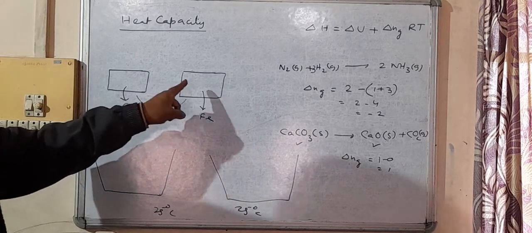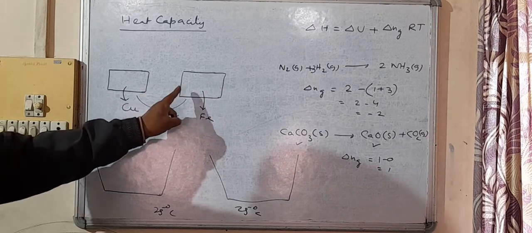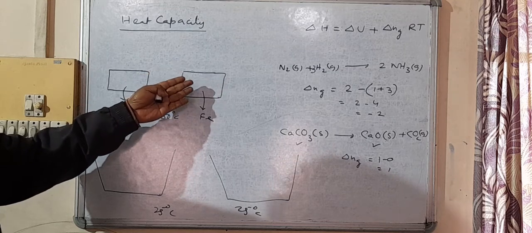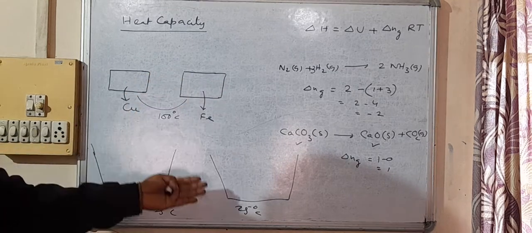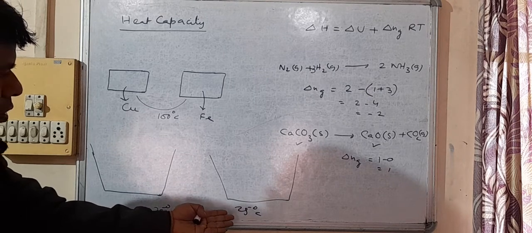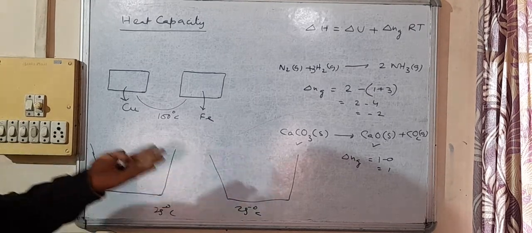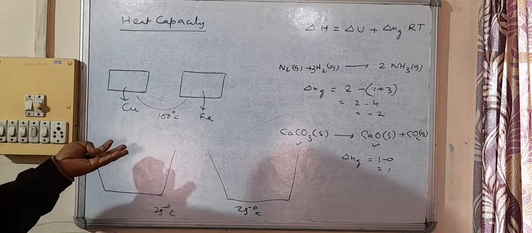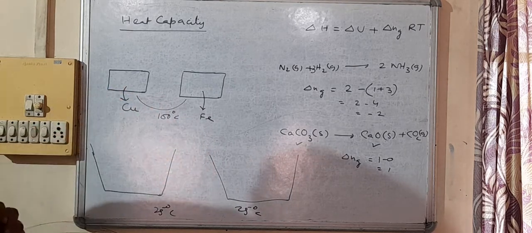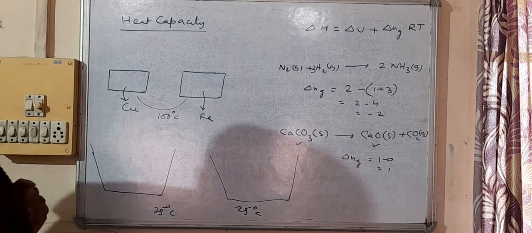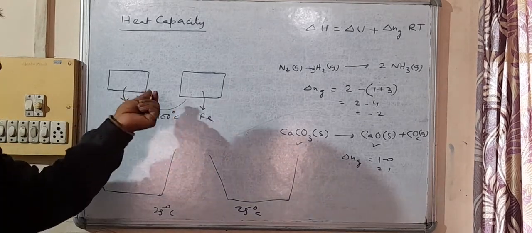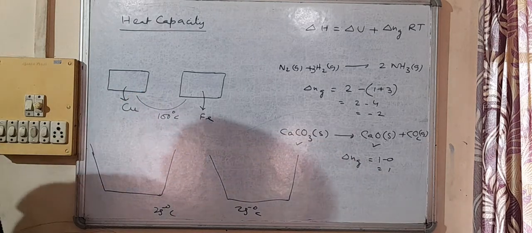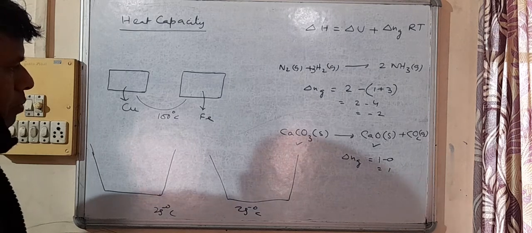The one which has more heat capacity will give more rise in temperature. The one which has less heat capacity will cause less rise in temperature. So this is heat capacity. Naturally, heat capacity depends on the nature of the substance. In the same way, let me give you another example.